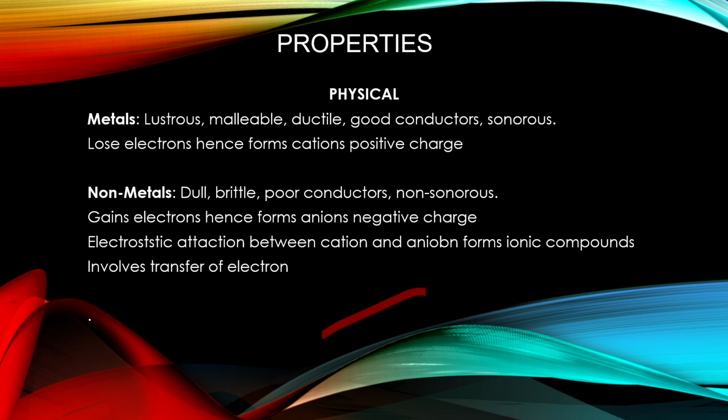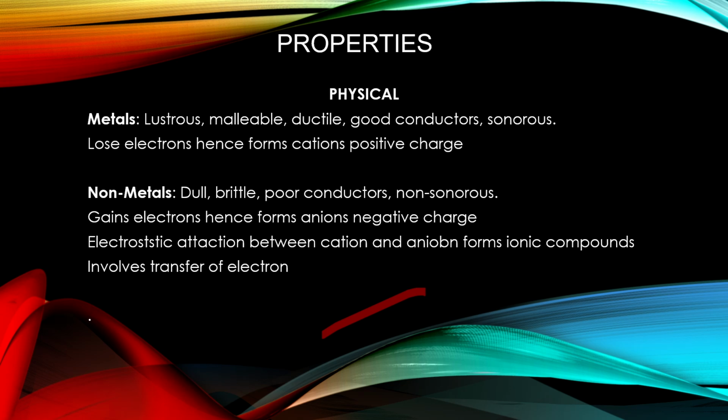Properties of metals are: metals are lustrous, which means they give shine. They are malleable, which means they can be beaten into sheets. They are ductile, which means they can be drawn into wires also, like the copper wires we use for electricity. They are good conductors of heat and electricity. They are sonorous, which means they produce sound. Metals lose electrons, hence form cations, and they are positive in charge.